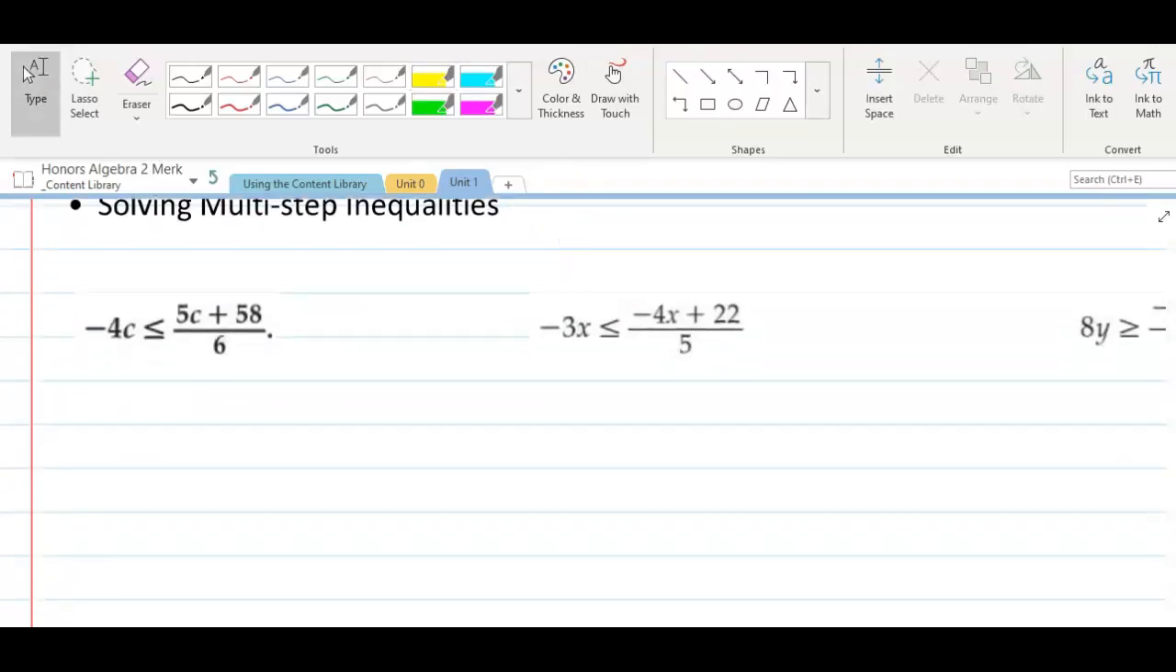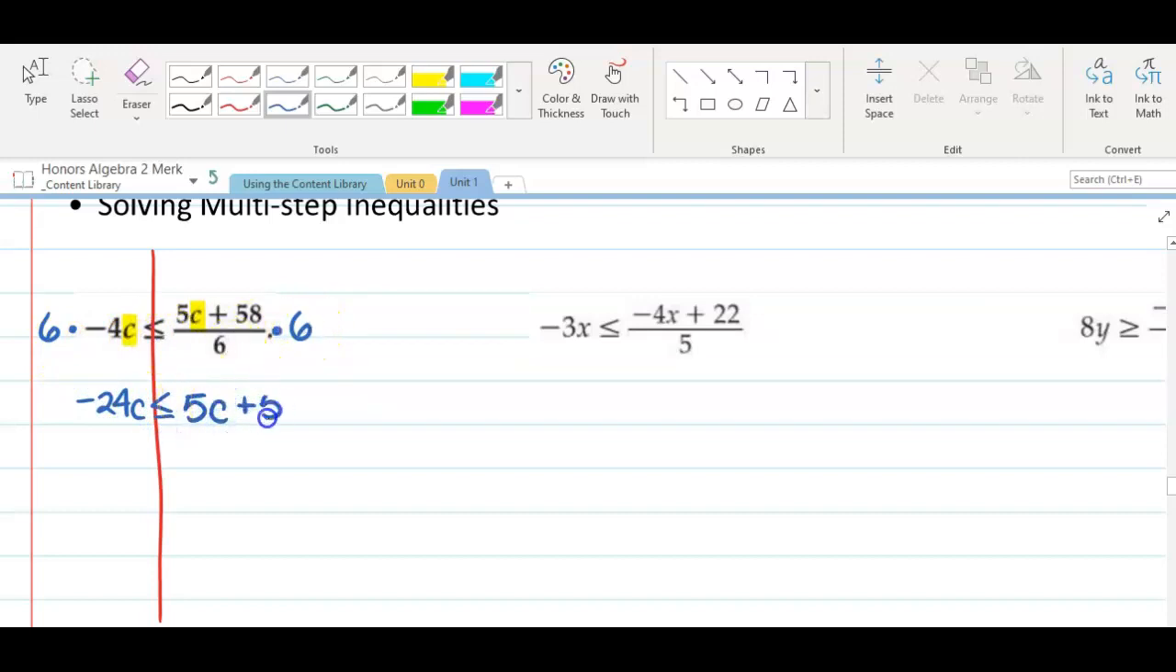Let's try a multi-step equation. Multi-step inequality, rather. Here I'm trying to isolate c. On the left side, it doesn't have very much keeping it company, but on the right side we have a lot going on. We have a 5, a 58, and a 6. The first thing I'm going to do is get rid of this fraction by multiplying both sides by 6. On the left, I'll have negative 24c is less than or equal to, I'm not flipping my symbol because that's a positive 6, 5c plus 58.